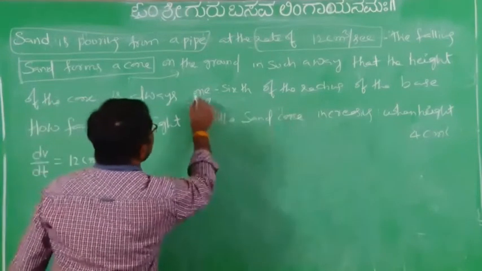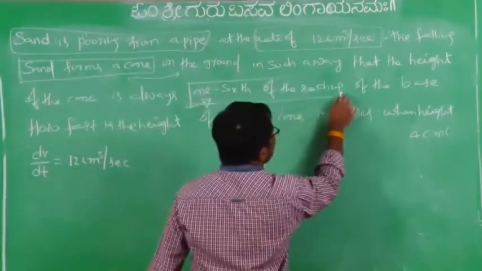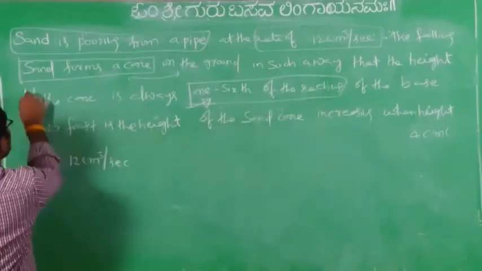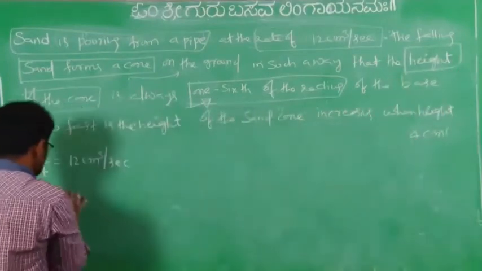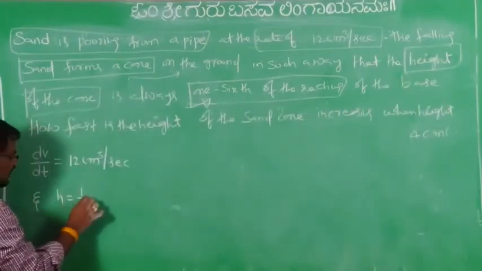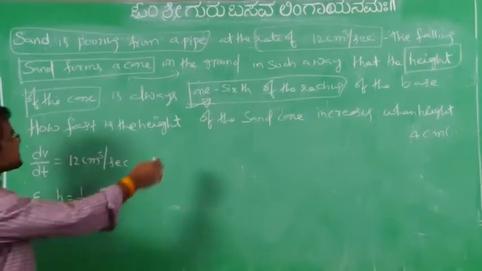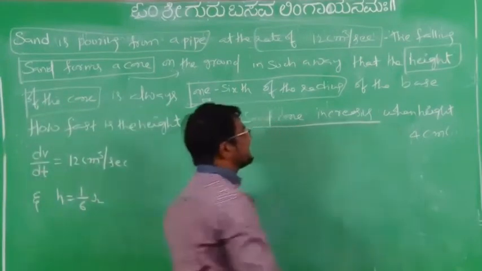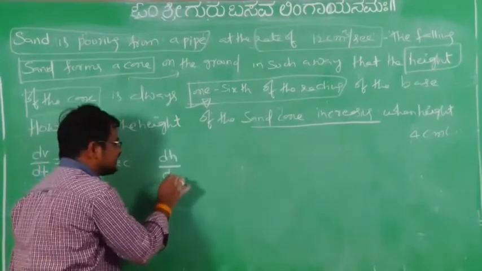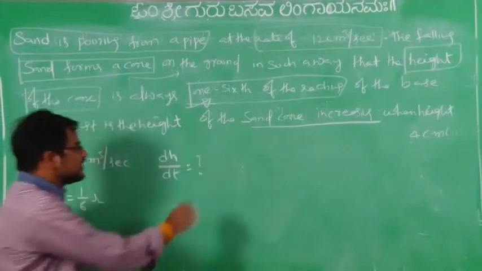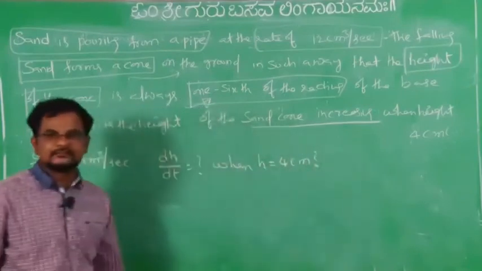In such a way that you also observe, the height of the cone is always 1/6 of the radius. Means also given h equal to 1/6 into R. Next, how fast is the height of the sand increasing? Means dH by dt equal to what they are asking, when h equal to 4 centimeters, right?